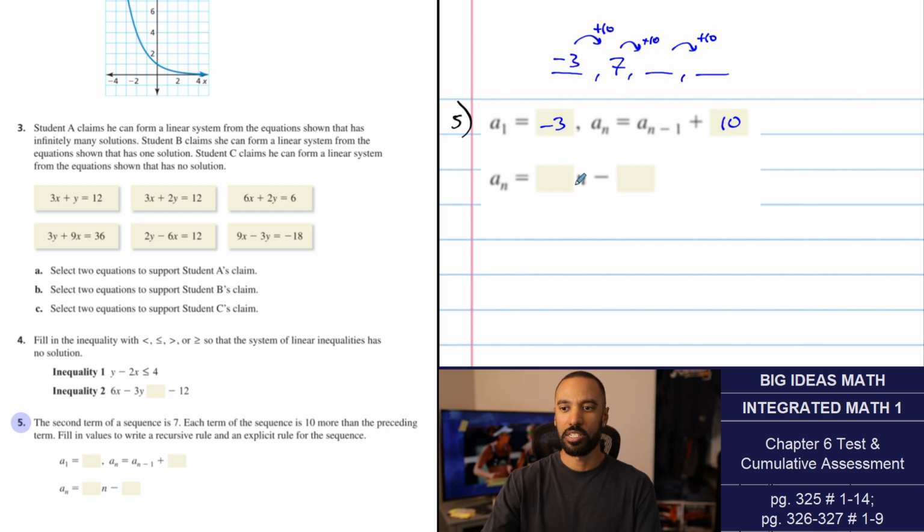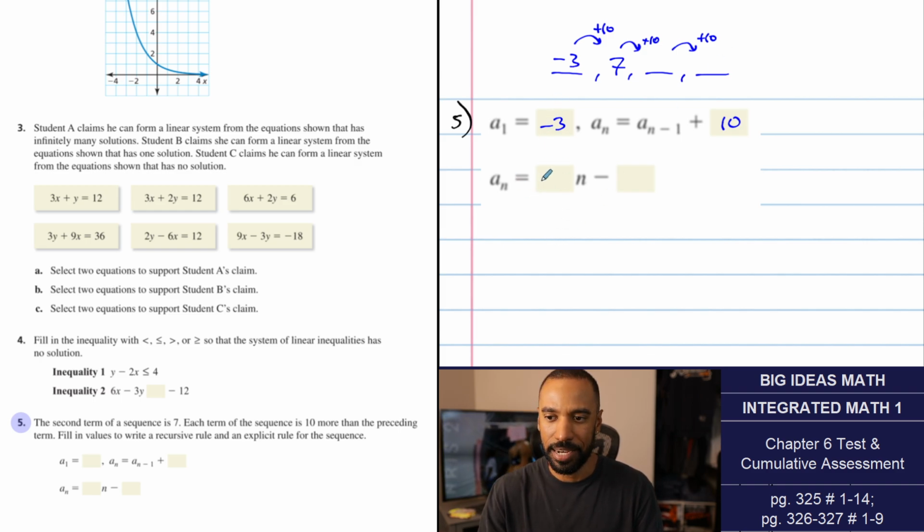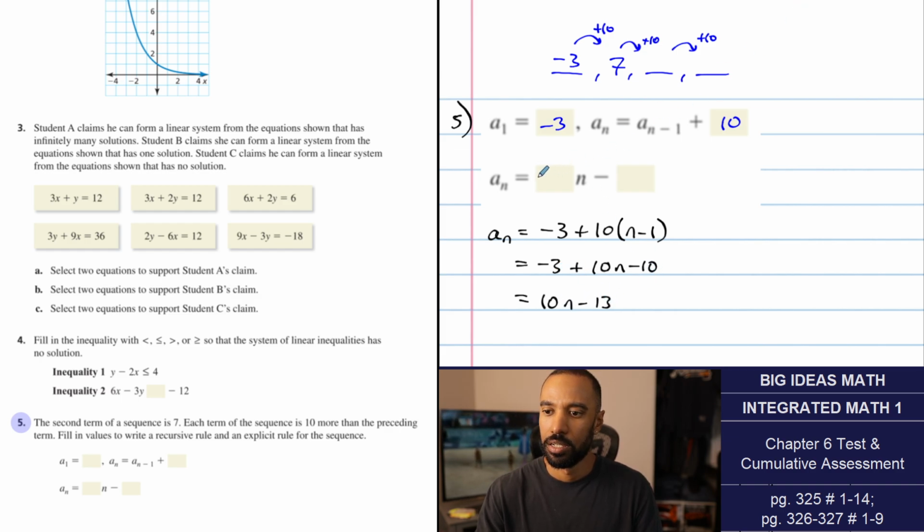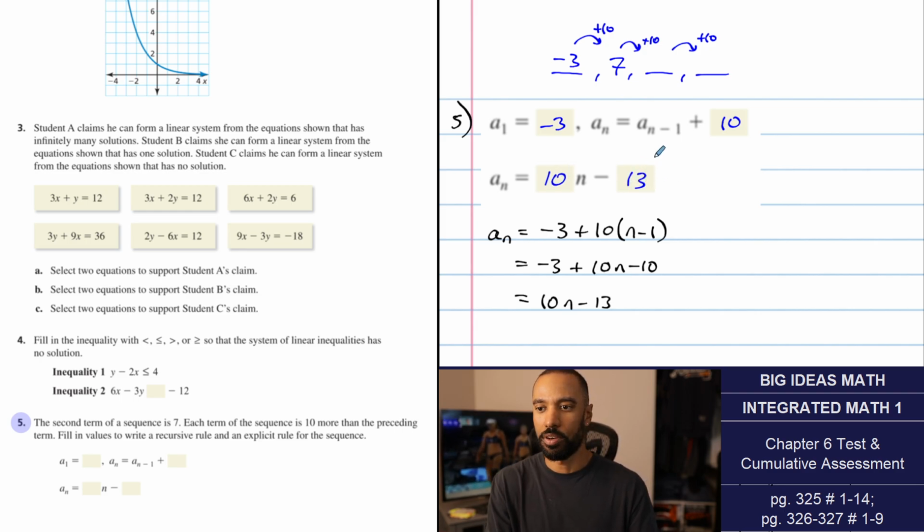This one's going to be a little bit different here because what you have to keep in mind is that this is the simplified form of what we have. For an explicit rule, we start from negative 3 and add 10, n minus 1 times. But after you do distribution and such, you actually get a number that's 10 less than negative 3, which is negative 13. So 10n minus 10 becomes 10n minus 13 when you combine those. So this is 10, and that's negative 13 right there. Those are the numbers that we'd fill in.